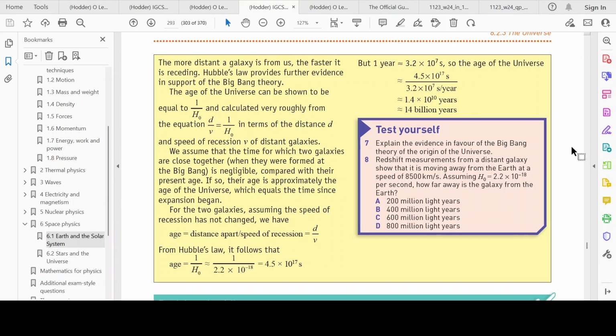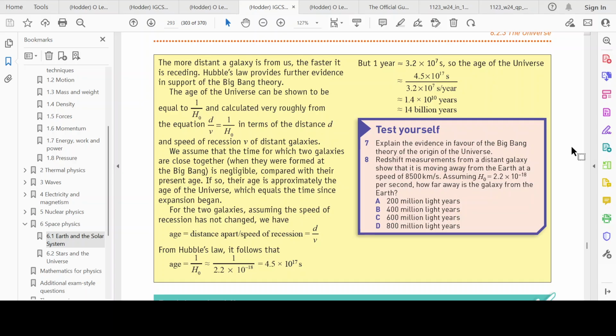So the more distant a galaxy is from us, the faster it is receding, that is, moving away. Now they figured out, Hubble's law provides further evidence in support of the Big Bang theory. Okay. Now the age of the universe can be shown equal to 1 over Hubble's constant.